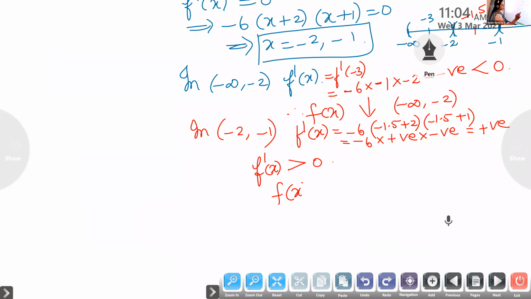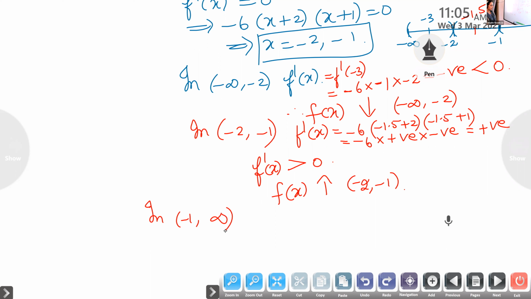Now we take the next interval. In the interval minus 1 to infinity. What is the value we'll take here? What's the value we'll be considering here in minus 1 to infinity? 0.5. Why are you taking decimal? You can take 0 itself, isn't it? 0 is an easy one. Okay, if you take 0, you can take 0.